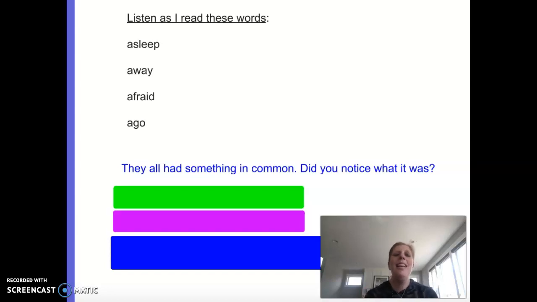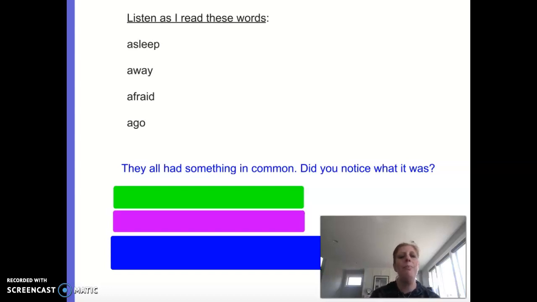Hello, second graders. Today we are going to talk about another sound that A can make. We know that there are two sounds that A can make. We know that A makes a short sound. Do you remember what short A sounds like? Apple. And long A. Long A says its name. It says A. Okay? Today we're going to learn that A can make a third sound.